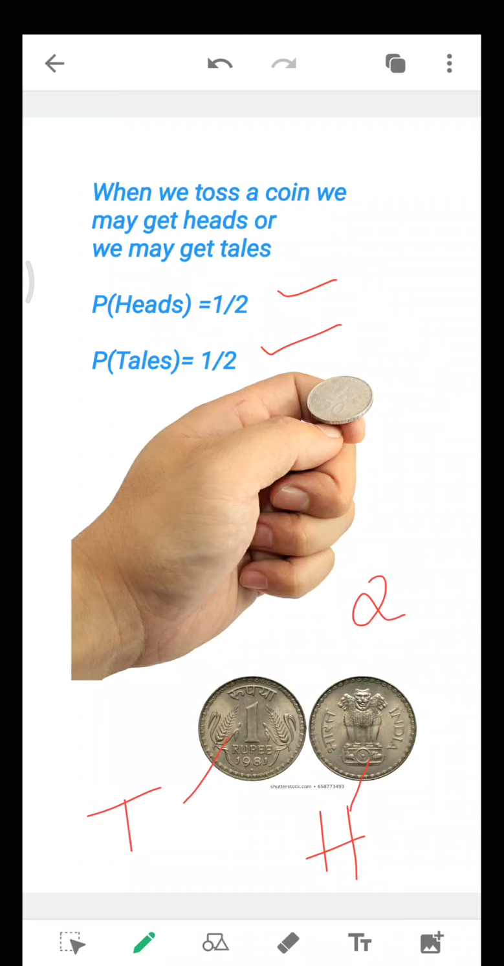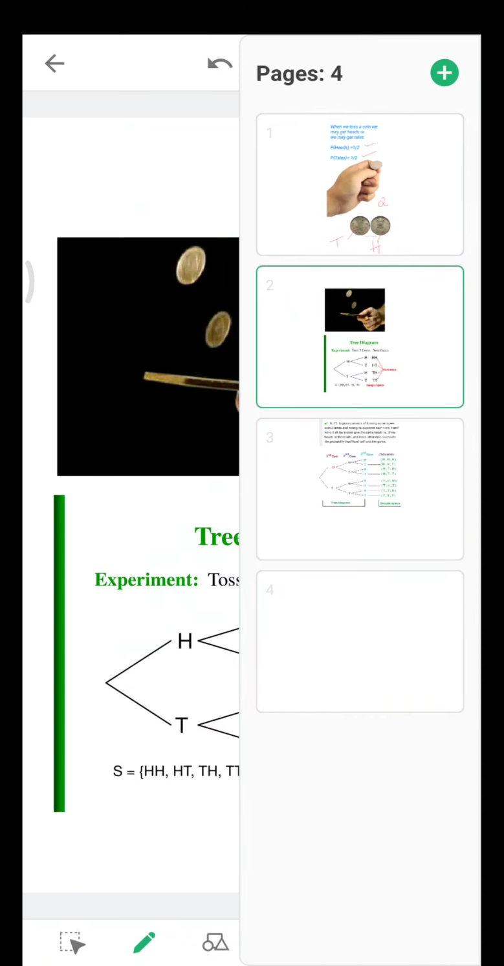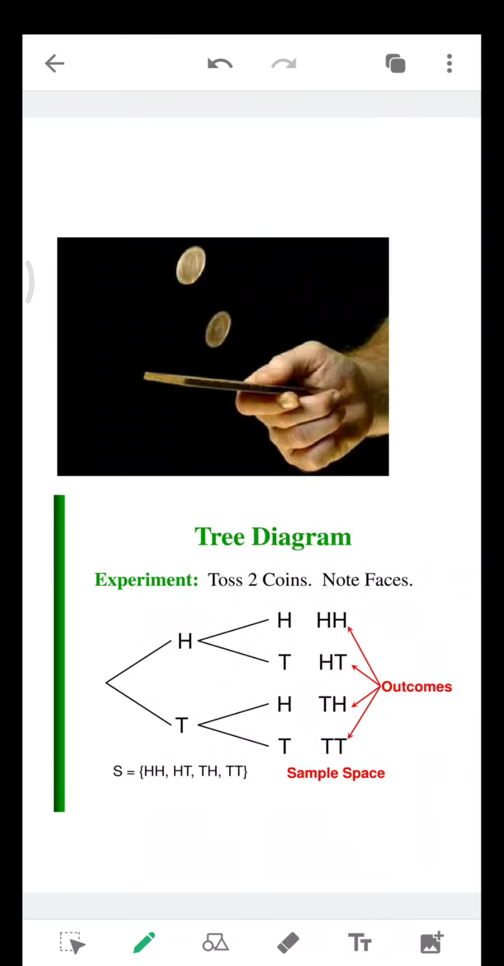Okay, just imagine what will happen if there are 2 coins in your hand and you are tossing them together. Let's see what happens. Here you have how many coins? 2 coins. When you toss 2 coins together, the possible outcomes will be different. The sample space, I can say, will be different.